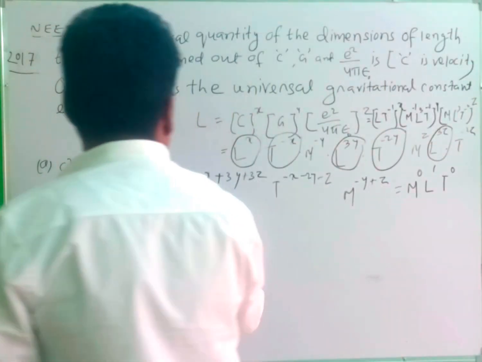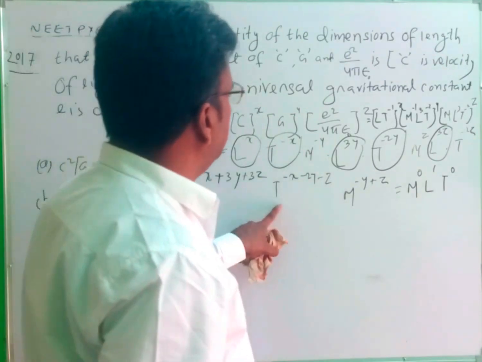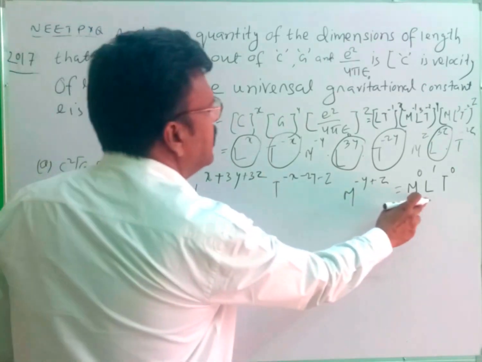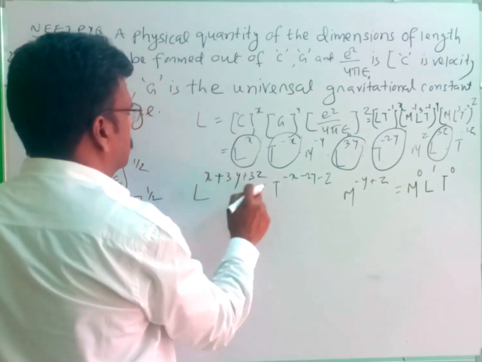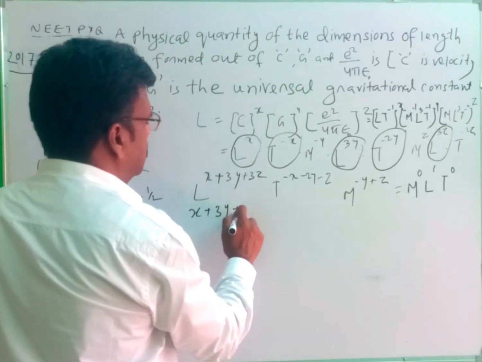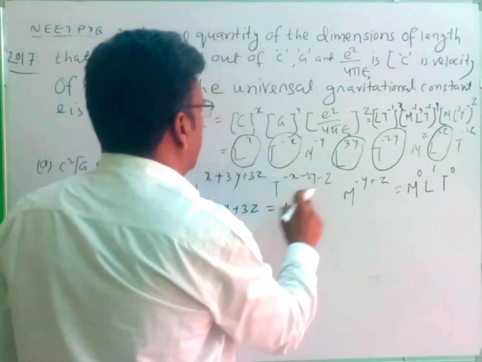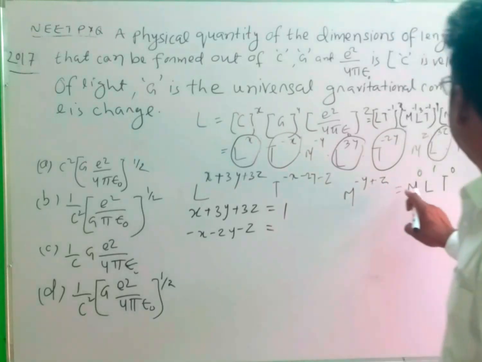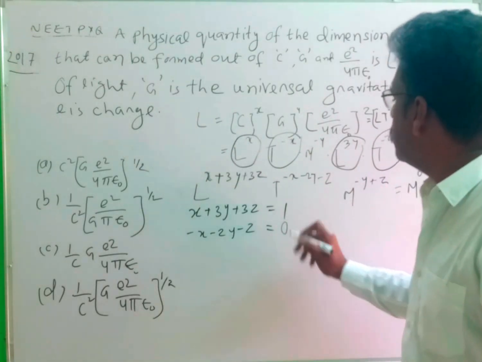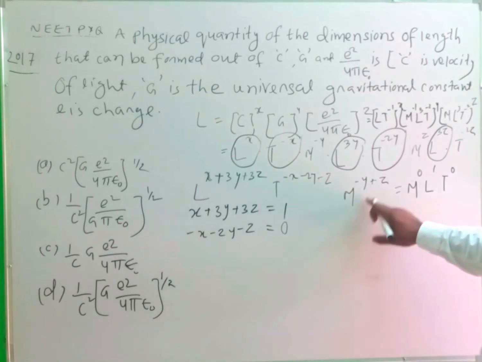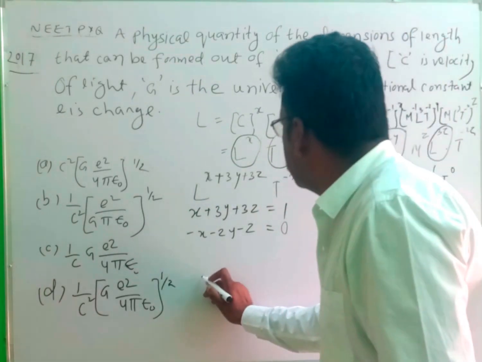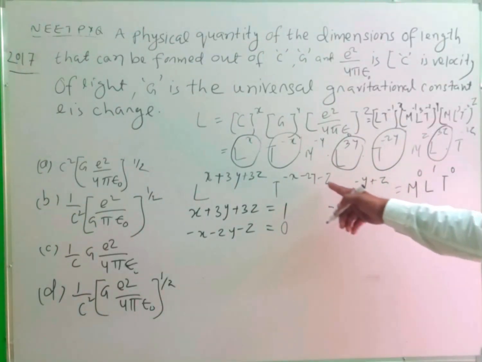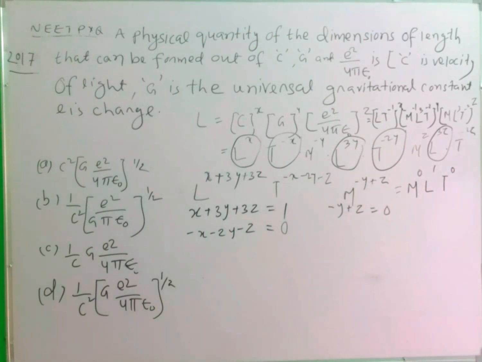Let us compare the dimensions of L, M and T of the left hand side and right hand side. So we get, students, comparing the dimensions of L, what is here? Here it is 1. So x plus 3y plus 3z is equal to 1, and minus x minus 2y minus z is equal to, what is the exponent of T here? 0. So we write here 0, and again, what is the dimension of mass here? Minus y plus z is equal to, what is the exponent of M here? 0. So minus y plus z is equal to 0.